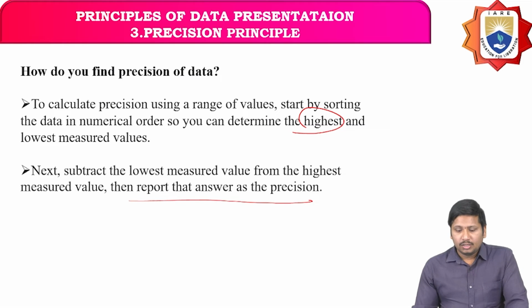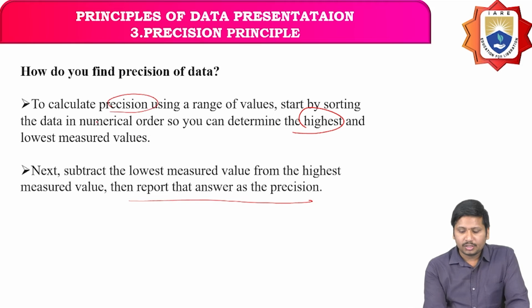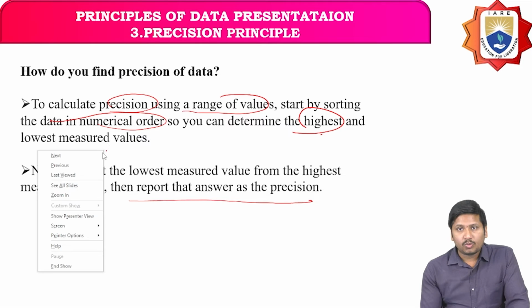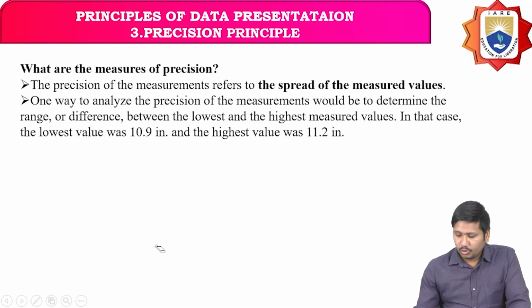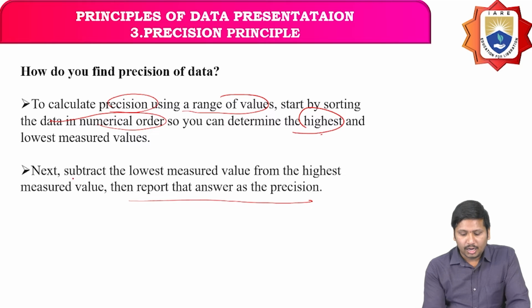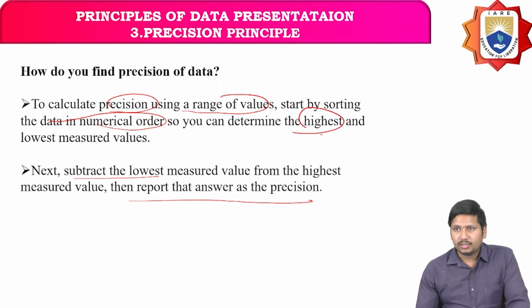So normally, how are we going to find the precision of the data? Suppose I'm going to calculate the precision using the range of values, so how can I do that? I can start by sorting the data in numerical order, and then I can determine the highest value and lowest measured values. Next, I can subtract the lowest measured value that I get from the highest measured value, then that one should be reported as the answer, as the precision here.